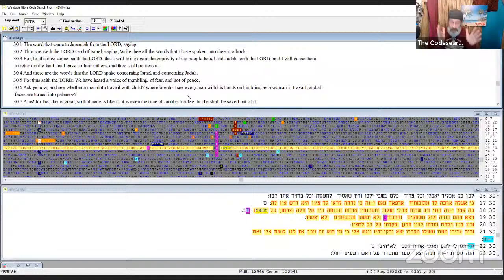This is a marker in time that's unique. This is not something that's happened over and over again. Okay? Listen to what he says. It's a time of Jacob's trouble, but he shall be saved out of it. So if you're grafted in, or if you're part of the remnant, you're part of Jacob, you should have no fear.